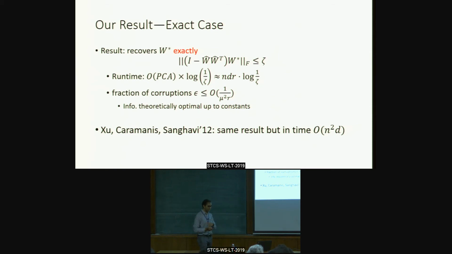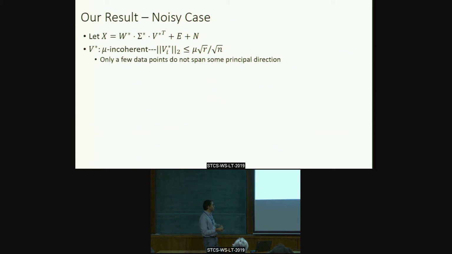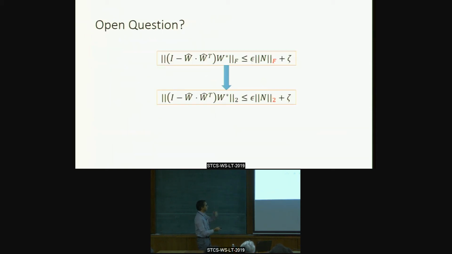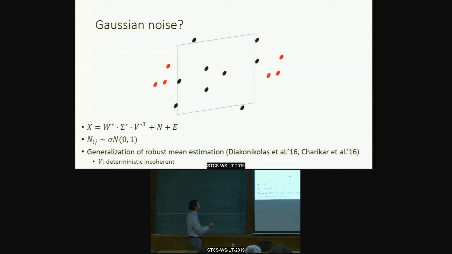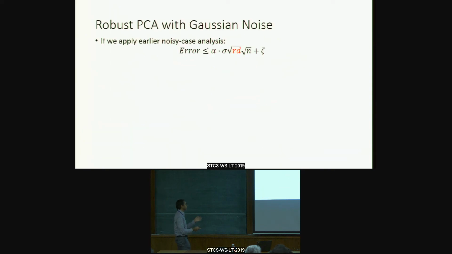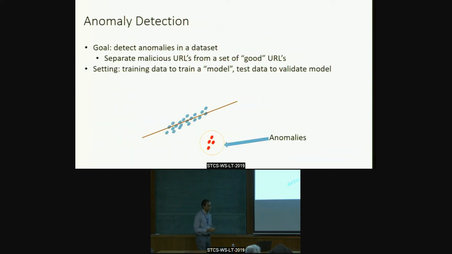Okay. Now you can have several bells and whistles on top of it. What if you have noisy data? We can say something. What if your noise is Gaussian? We can say something, but I'll ignore all of this. Let me just show you that this also works in practice.